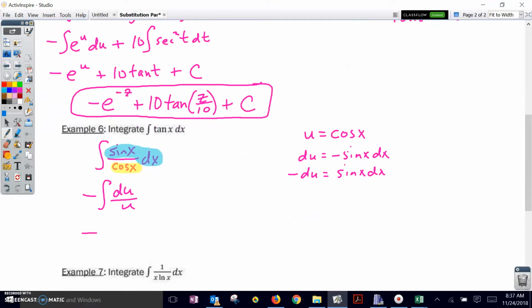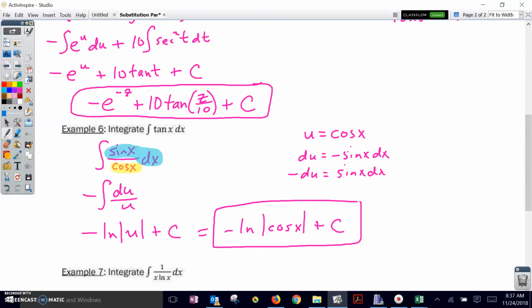Taking the integral, we now have the opposite of the natural log of the absolute value of u plus c, and bringing u back, we end up with the opposite of the natural log of the absolute value of the cosine of x plus c. And so that's something that, if we take the derivative of it, results in tangent. Okay?